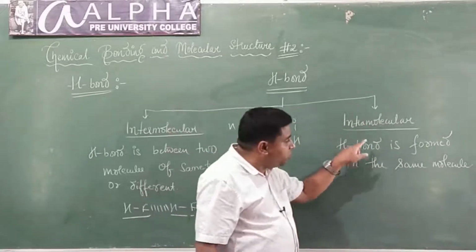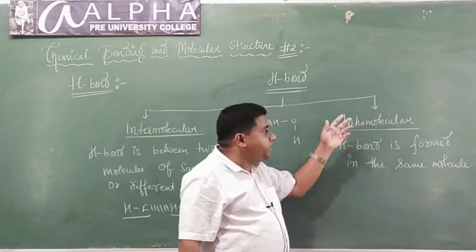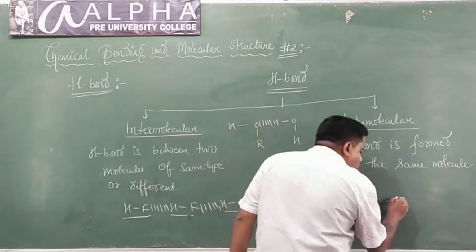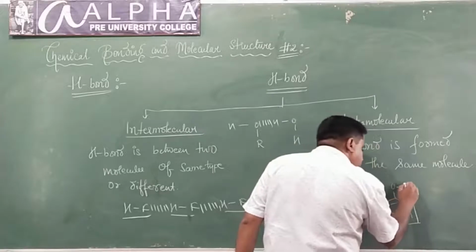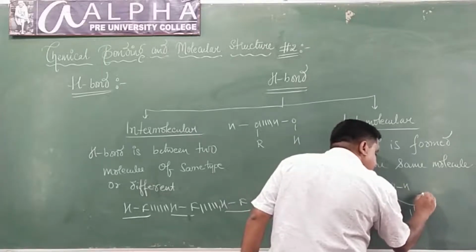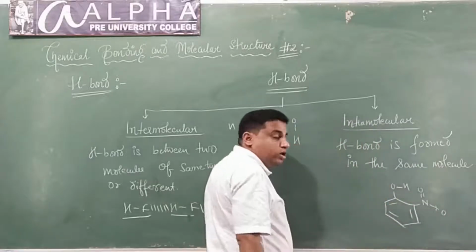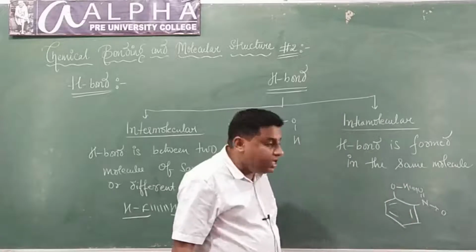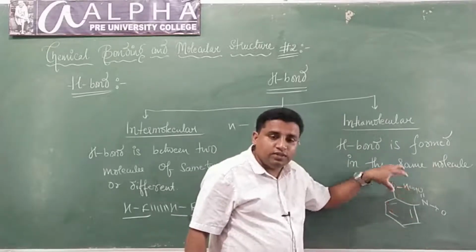If the hydrogen bond is formed within the same molecule, then it is called intramolecular hydrogen bonding. For example, orthonitrophenol. Look at here, orthonitrophenol. See this, N double bond O. This is one molecule. This is entirely one molecule. Within this molecule itself, there is a hydrogen bond. So the hydrogen bond is formed within the same molecule.